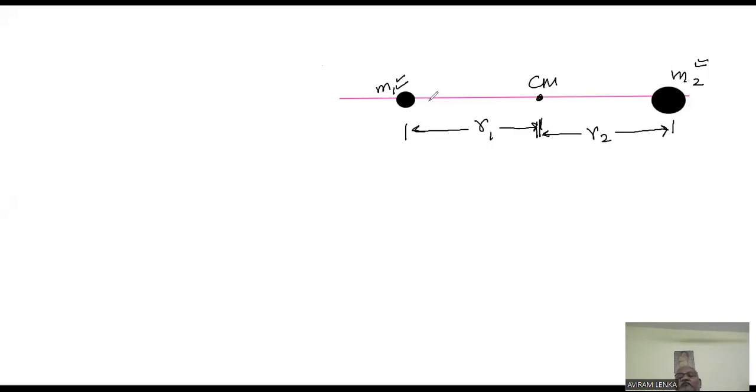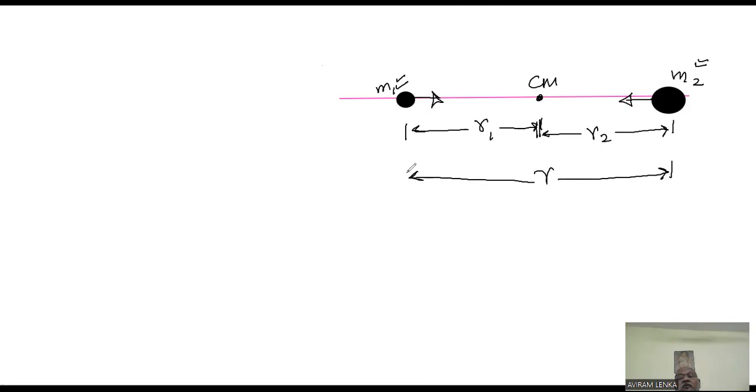The two masses M1 and M2 are initially held at rest, and they are suddenly released at a particular time instant, say t equals 0. When they are released, due to the mutual force of attraction, that is gravitation between them, they will start to move. Initially, the separation distance between them was r.